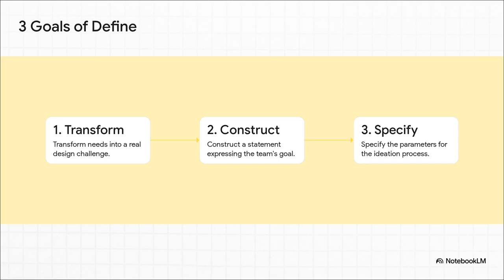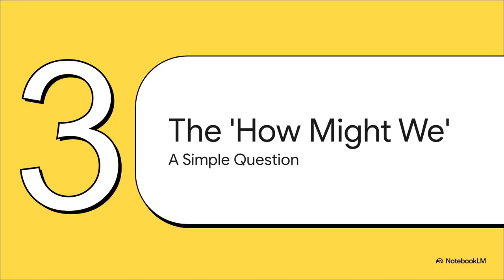You're taking all those fuzzy user needs and turning them into a concrete design challenge. You're building a goal statement that everyone can get behind, and you're setting the rules of the road for brainstorming. This creates focus, alignment, and a super clear path forward. Okay, so how do we actually do this? Well, it all comes down to a deceptively simple tool. Just a three-word phrase that can completely reframe your team's entire perspective and, believe me, unlock a flood of possibilities.